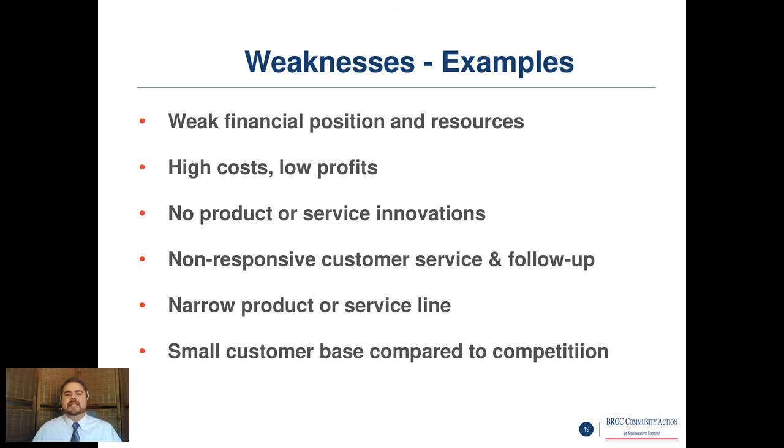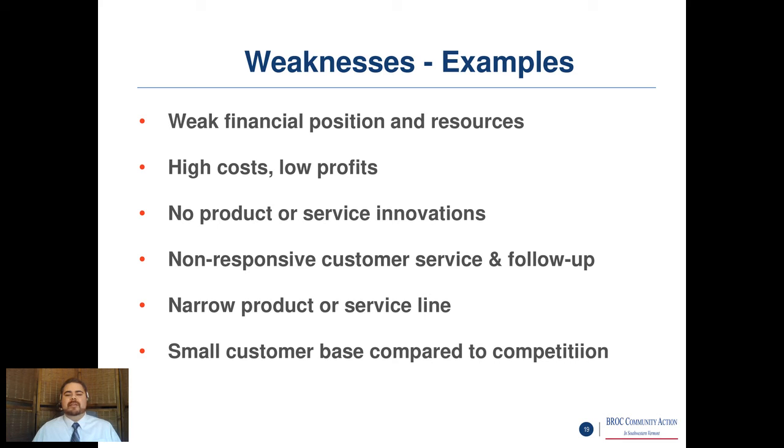So if your business is only selling a certain product or service, that can be a weakness, because if something changes in the market, you have very limited financial resources coming in. A more broad-based business would have different financial streams of revenue coming into that business.